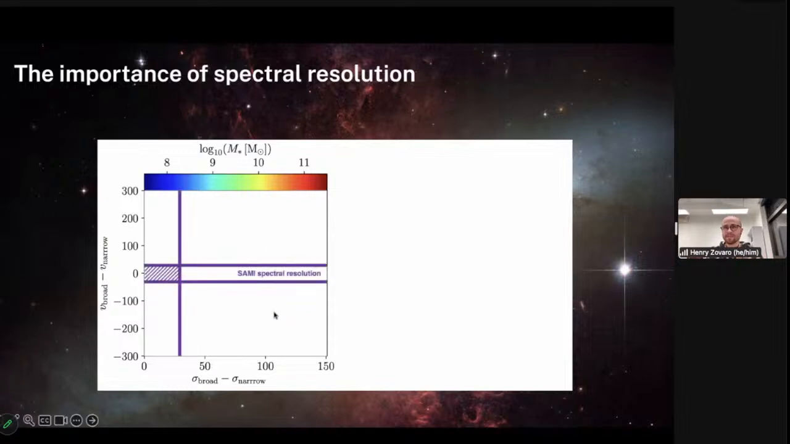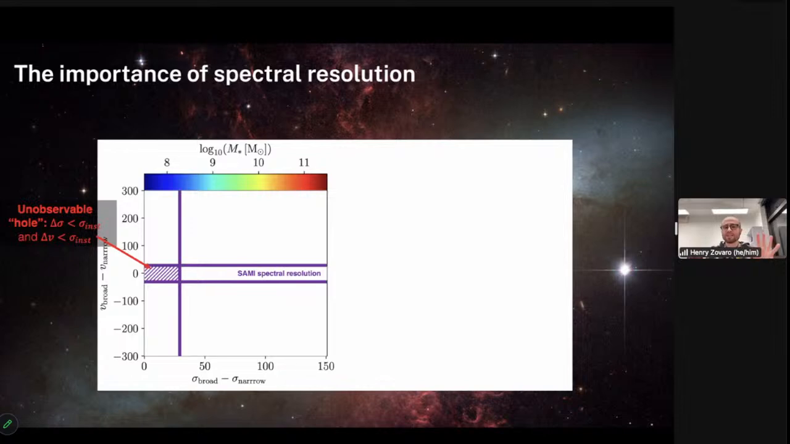These lines represent the SAMI spectral resolution. And basically what we find is that there is this unobservable hole that forms, such that if your two emission line components are too close together in velocity and they are too close in width, then you can't distinguish them anymore. And so you're just going to end up fitting a single Gaussian component.